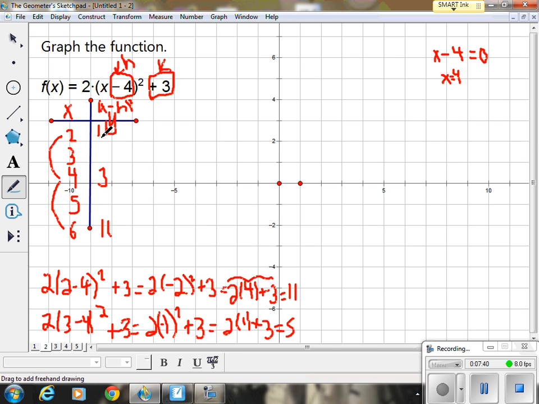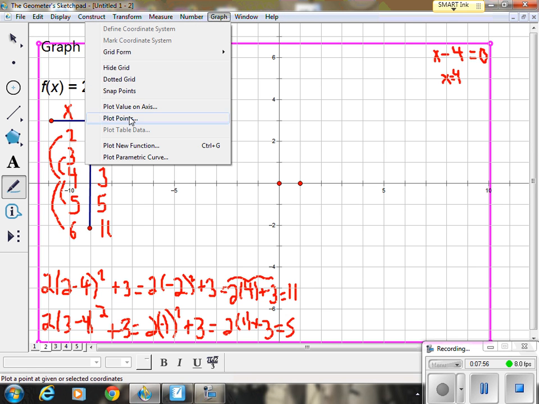So I'd have the point (3, 5). 3 is 1 away from my vertex. It's 1 to the left of my vertex. So 1 to the right of my vertex will result in the same y value, which I could figure by plugging in 5 if I wanted to. But now let's plot these points.